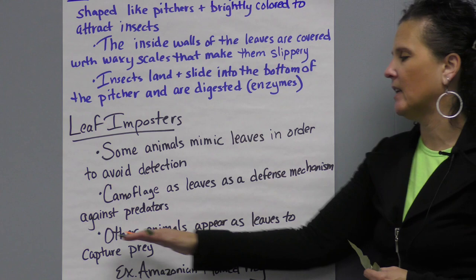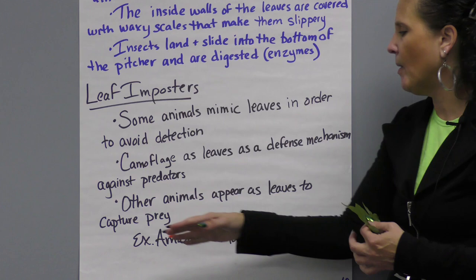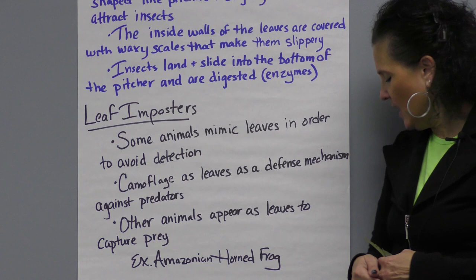Other animals might appear as leaves to capture prey, which would be the opposite. They look like a leaf and a little animal lands on it and then they get their prey. An example of that are Amazonian horned frogs. They look like leaves to capture prey.